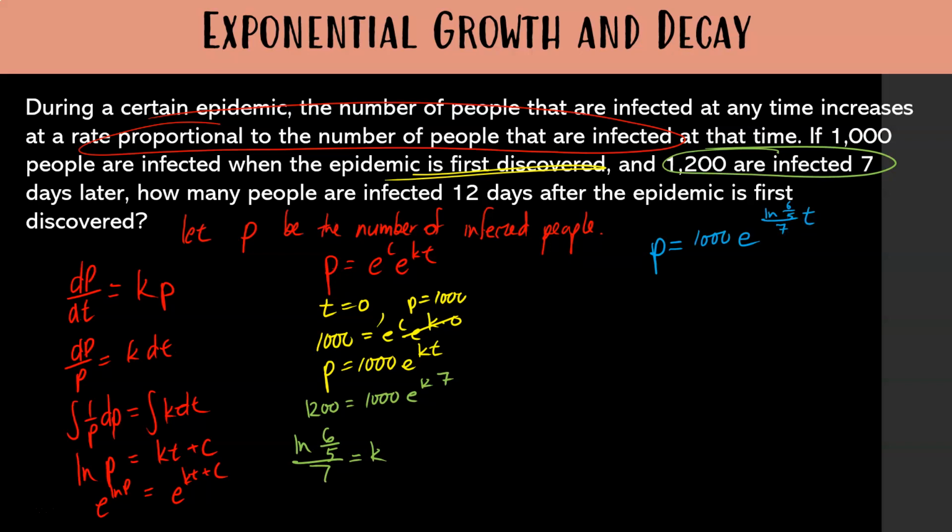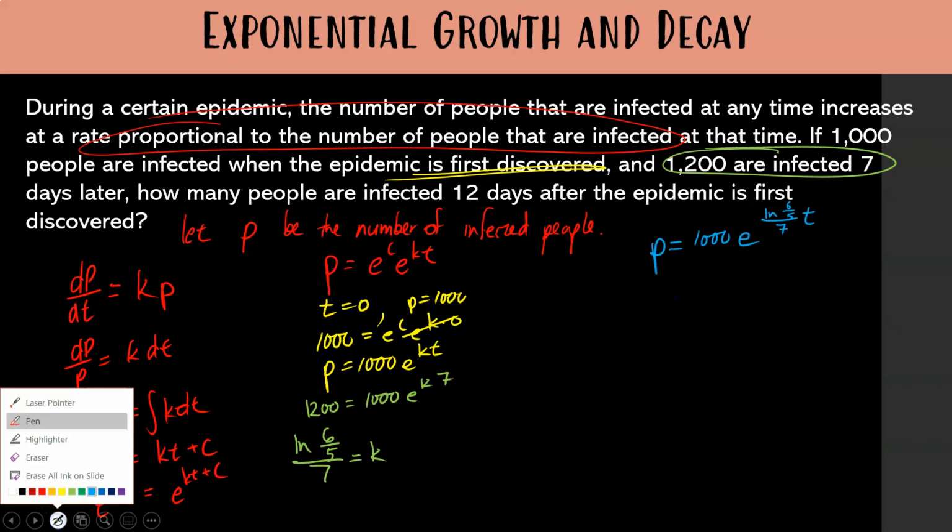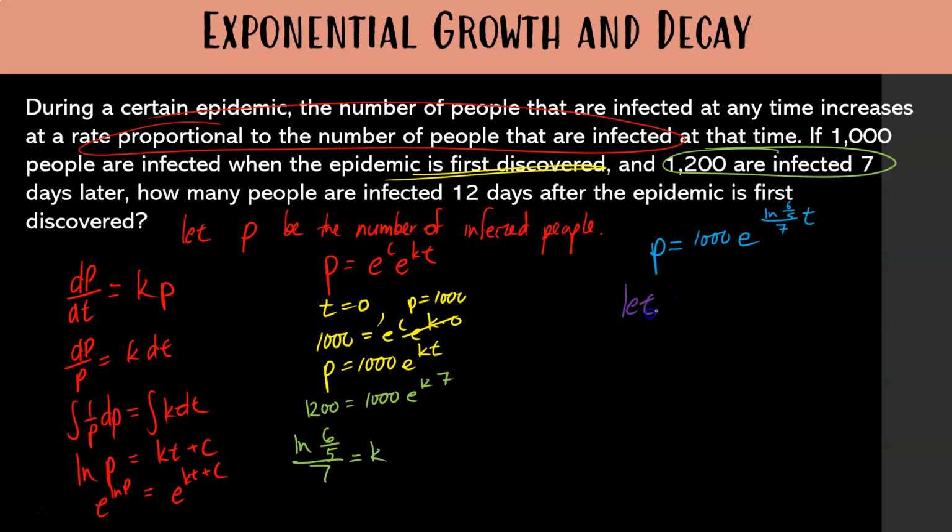And so how many people are infected 12 days later? Hey, that's the easy version. I need P equals. Now, it actually is fairly important. It says 12 days after the epidemic is first discovered. You might get a question like in 12 additional days. If this had said, hey, in 12 additional days, we would have had t equals 19. But 12 refers, in this case, way back to the beginning.